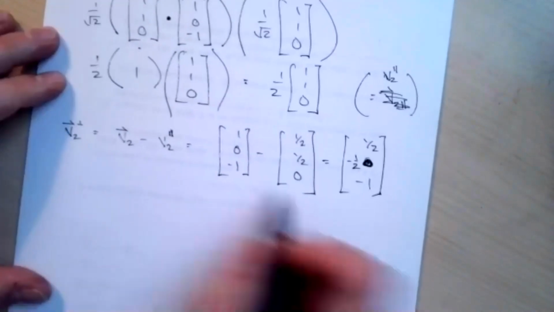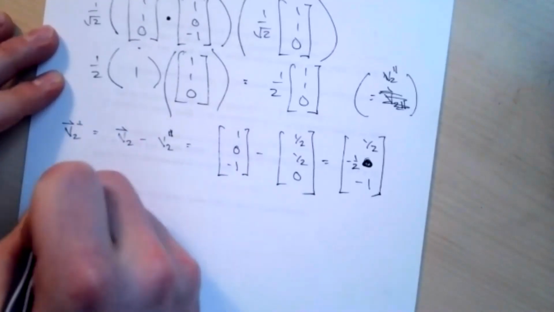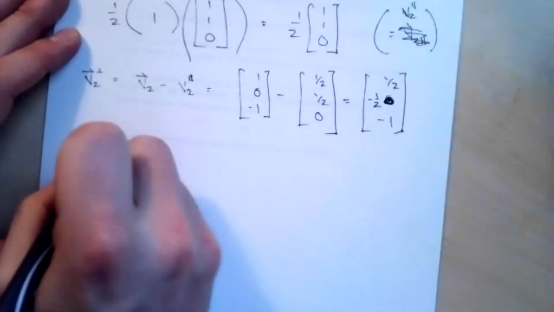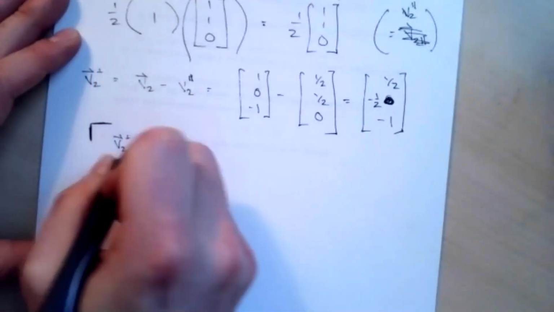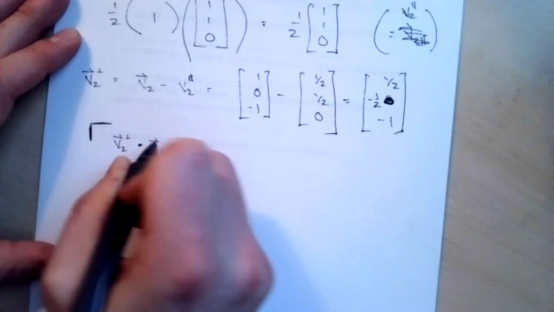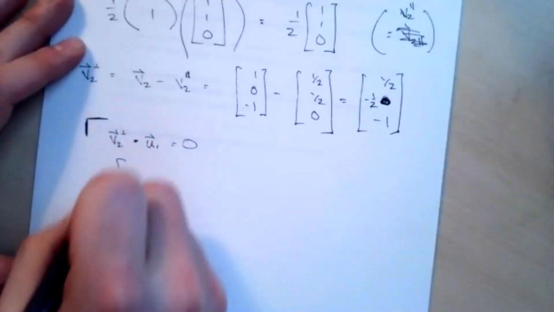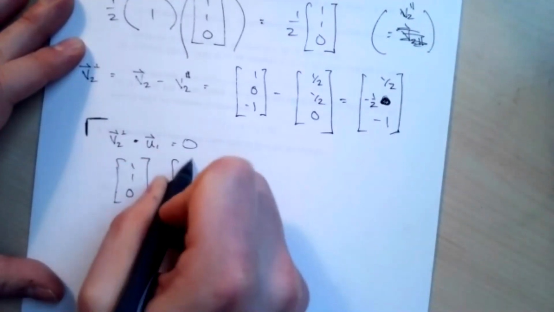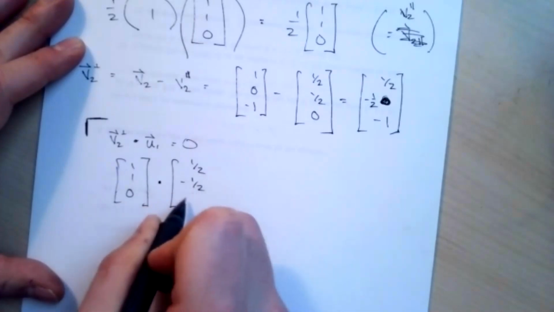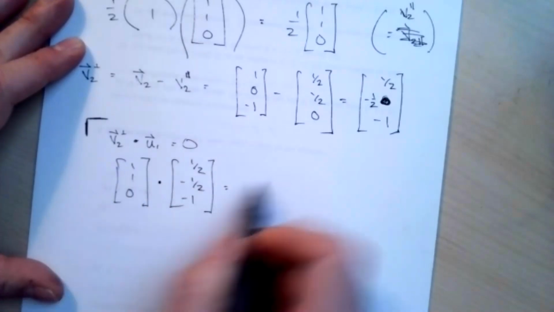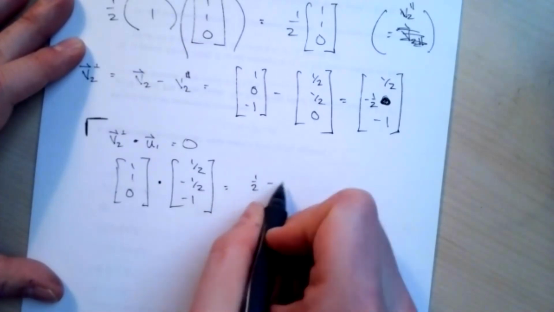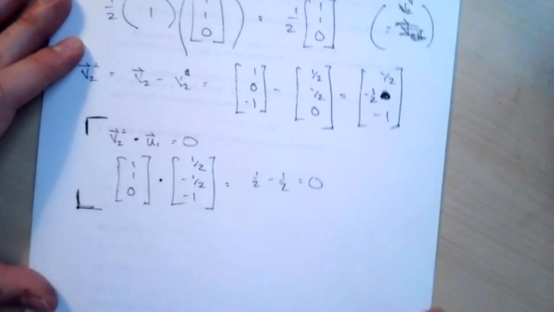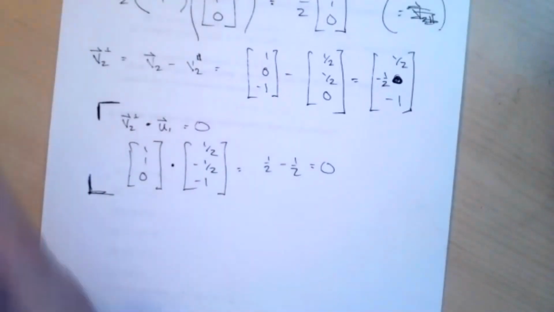And then, of course, you can always check. So just a little side scratch work. You don't have to do this at this step. But again, I always encourage you guys to check your work. Check that V2 perpendicular dot U1 is 0. We're going to have 1, 1, 0, now dot product with 1/2, minus 1/2, minus 1. And so that's just going to give us a 1/2 minus 1/2, which is 0. So we've created a perpendicular vector.